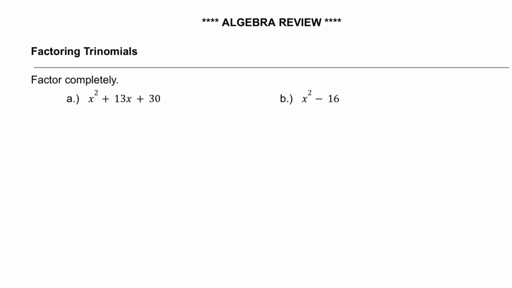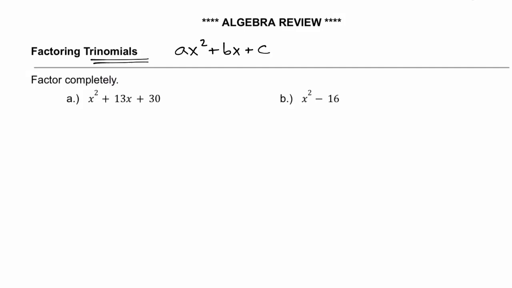Hi there. In this video, I'm going to work through some factoring problems. The page here is titled Factoring Trinomials. Strictly speaking, they're not all trinomials. They don't all have three terms, but the general idea is to be able to factor quadratic expressions that look like this. And we want to try to factor these expressions as much as we can.